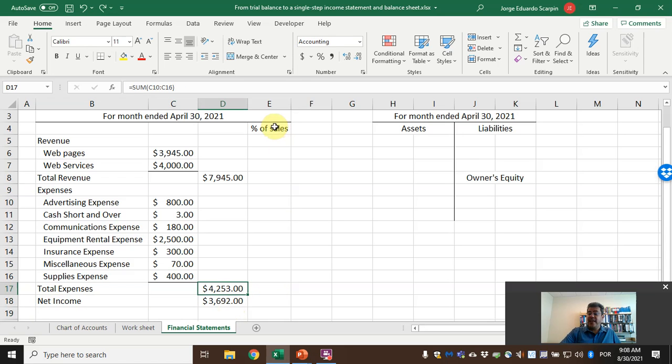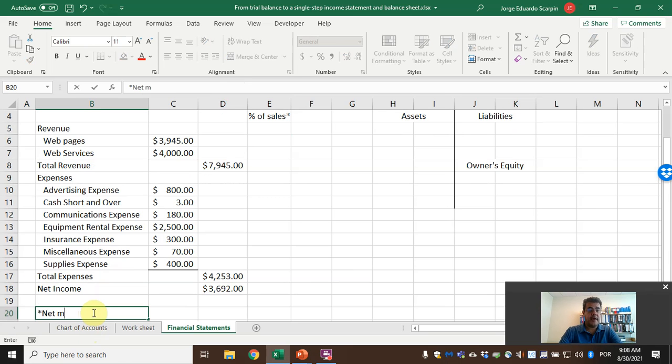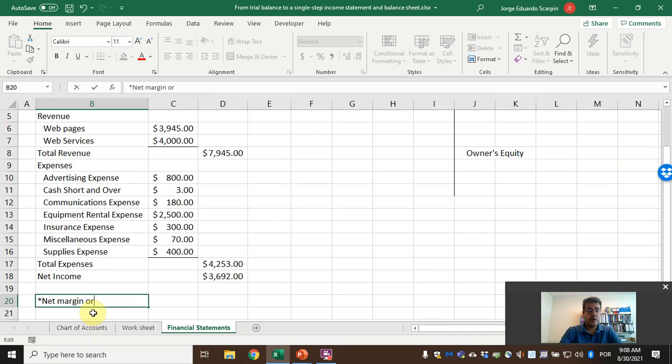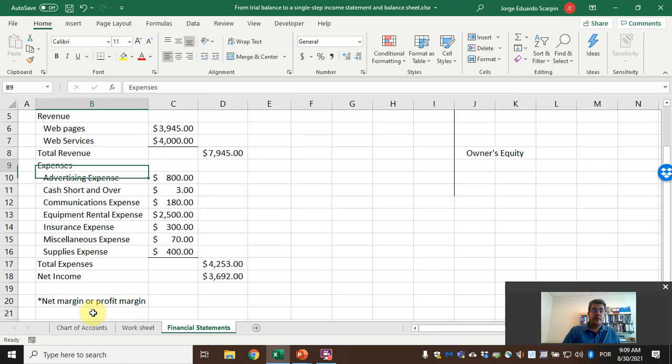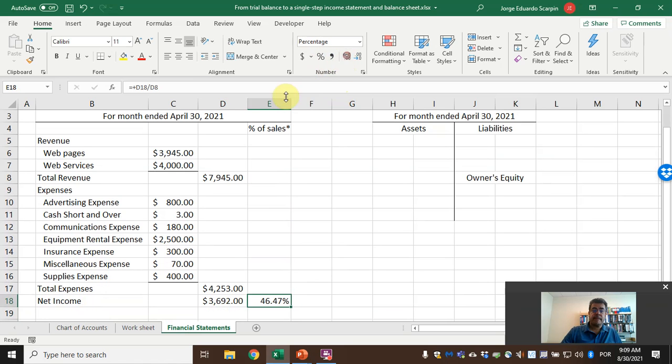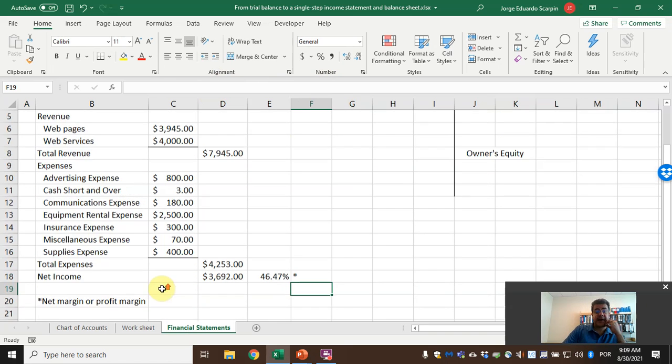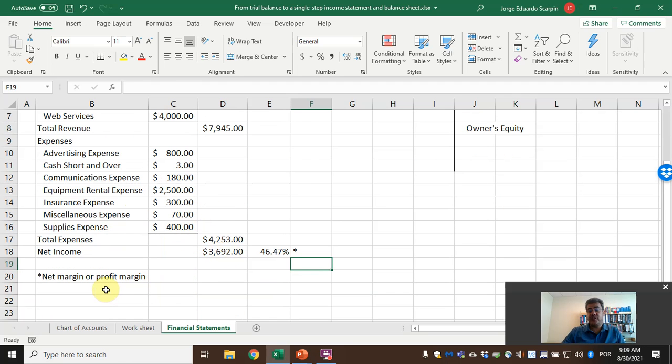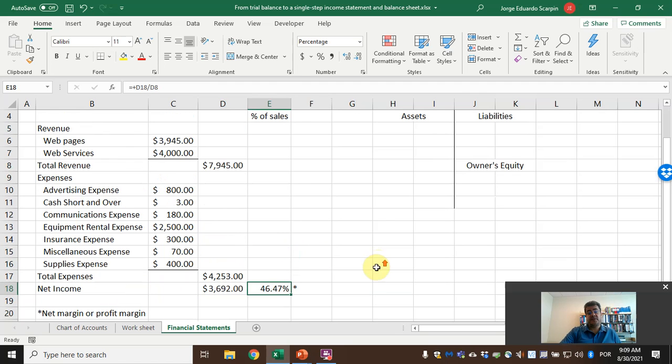Okay, now we're good. And we have here the percentage of sales that we call it net margin or profit margin. What is it? Net income divided by total revenue. And the asterisk is not here, the asterisk is here. So when we divide net income by total revenue, we have the net margin or profit margin. What does this 46 mean? For each $100 total revenue, our net income is 46.